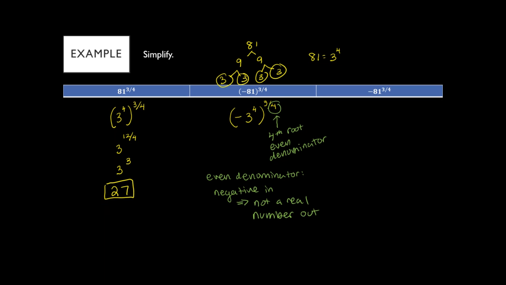So if we have a negative 3 to the fourth, and then that's inside something, we have a rational exponent with a denominator of 4, we're not going to get an answer. So we're going to say it's not a real number. And it's not an imaginary number either, because it's not a square root. It's a fourth root because of the 4 there.